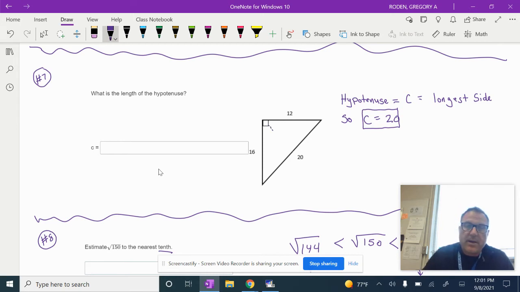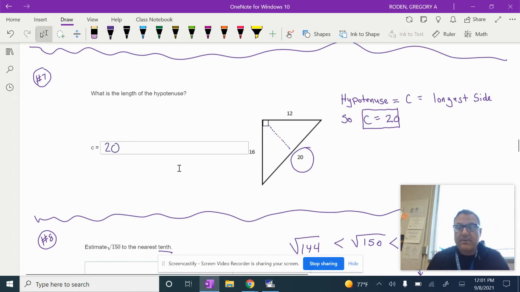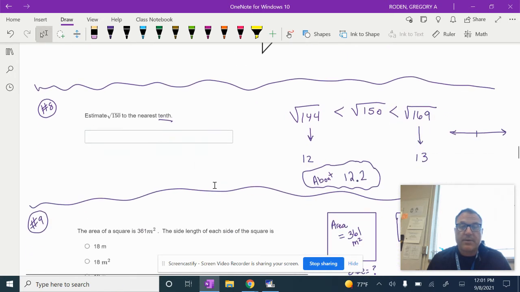Well, remember the right angle always points to the hypotenuse, or the hypotenuse is always the longest side. So it's 20. So that would just be 20. That was so easy. A lot of kids were struggling with that because it was so easy. So the reason 20 is the hypotenuse is because it's the longest side. Okay? All right, next one.